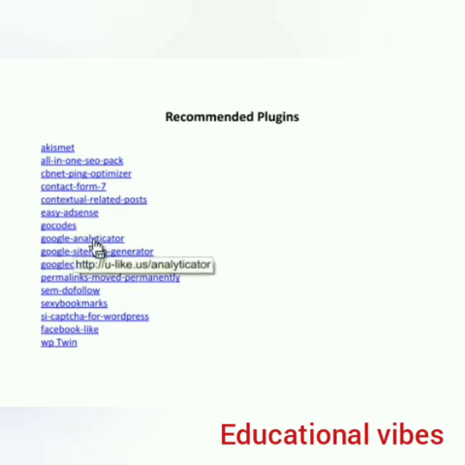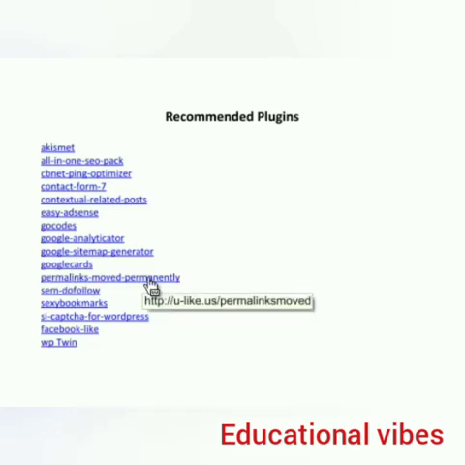Google Analyticator is a great way to easily install Google Analytics on your WordPress website. The sitemap generator generates a sitemap that's compliant with Google Webmaster Tools, Yahoo Site Explorer, and Bing Webmaster Tools. Google Cards is new. The jury's still out on this one, but basically it gives you a neat way for people to connect with you on Google, the new Google Plus. Permalinks move permanently. If you ever change your permalink structure, which we'll go over in a little bit, this plugin helps direct those old URLs to the new URLs.